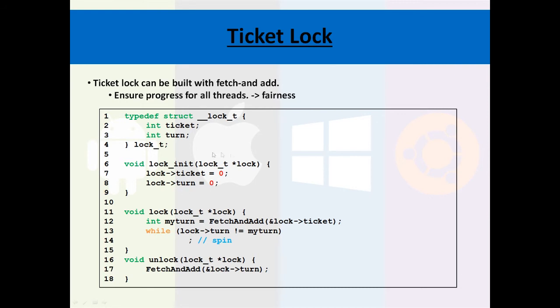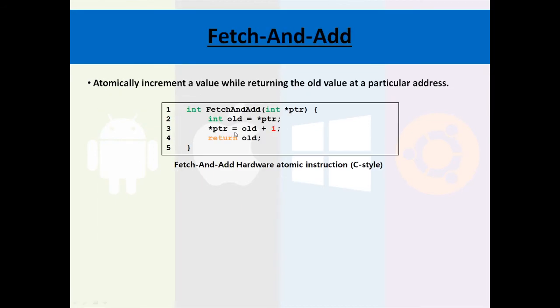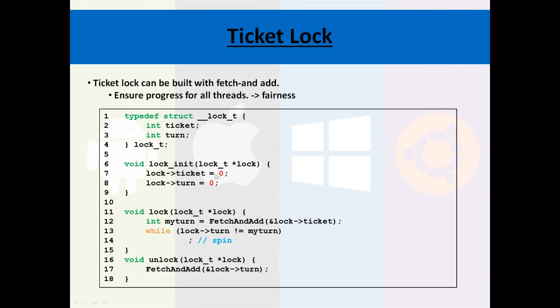Okay. Now, hypothetically, another thread comes along and says, I want to acquire the lock. Well, my turn will be fetch and add ticket. And this will basically return whatever the ticket value is, which will be 1. So my turn will equal 1. And it will also update this old variable, the pointer variable. So ticket will change to 2 here. So my turn will be equal 1.